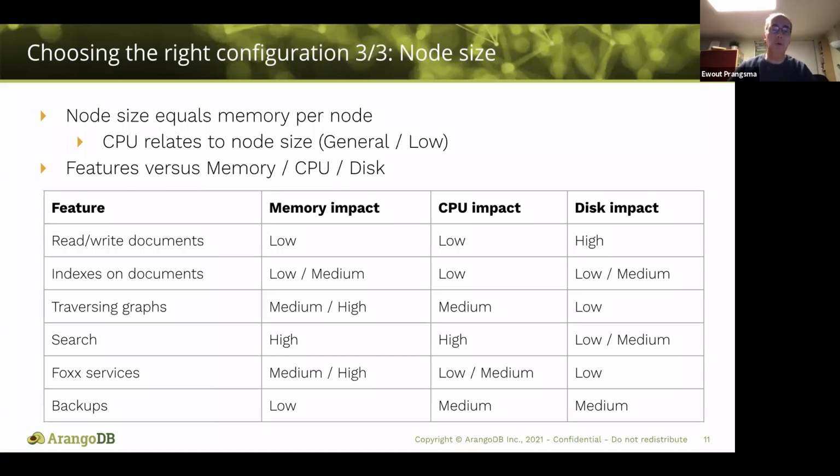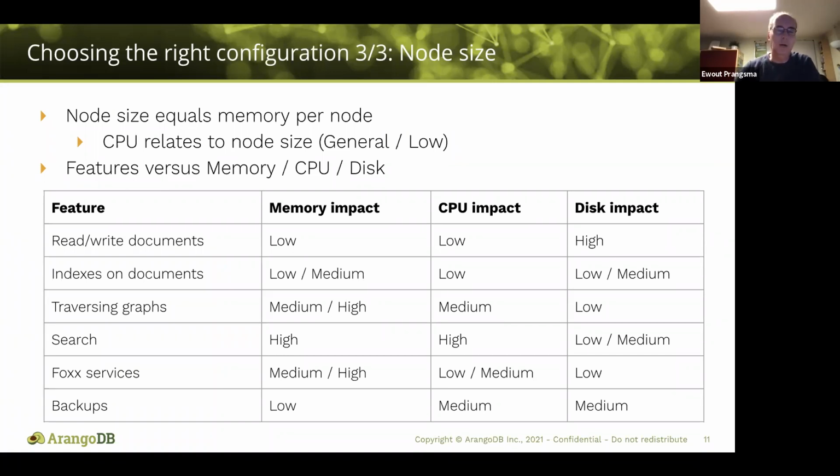Impact on disk, of course, on the other hand, can be rather large. If you have a large number of documents, then of course your disk usage will grow. Index usage of documents, here it becomes a bit more tricky. A few indexes don't take that much memory, but it grows with the amount of data. So more indexes plus more documents equals more memory. And the key part of indexes, of course, is that you really want to have them in memory, otherwise they don't function anymore, or at least they're not useful. So that's where it becomes tricky.